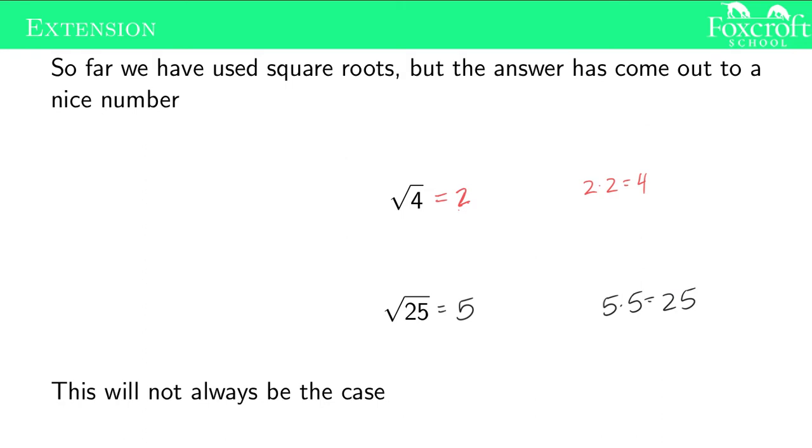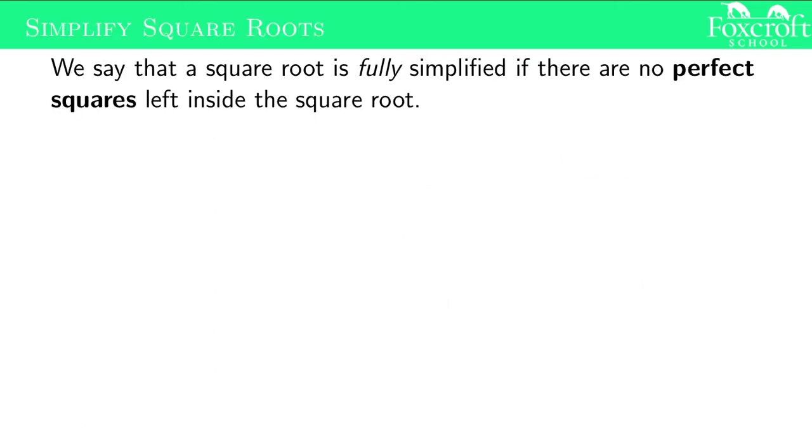All right, but this isn't always going to work out exactly like this. For instance, if I want to take the square root of 5, there's no nice whole number that when I multiply it by itself gives 5. So how can we simplify square roots that don't come out to just a really nice answer at the end? And the answer is that we say a square root is fully simplified, so we can't make it simpler, if there's no perfect squares left inside the square root.